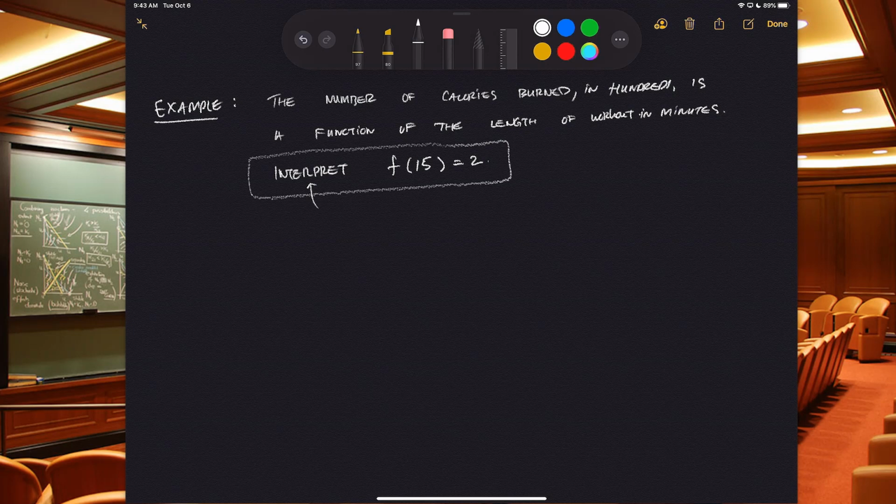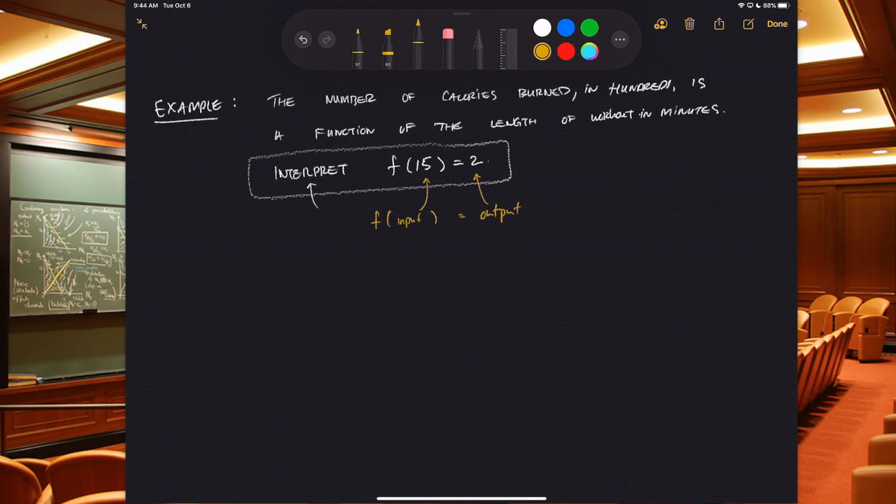F of 15 equals 2. Well, we need to do a few things. We need to remember that this represents an input-output pair, right? Where does the input go? F of the input equals output. So my input is 15, my output is 2.